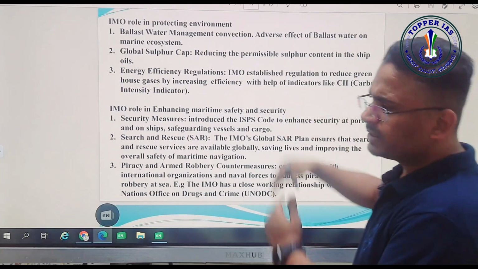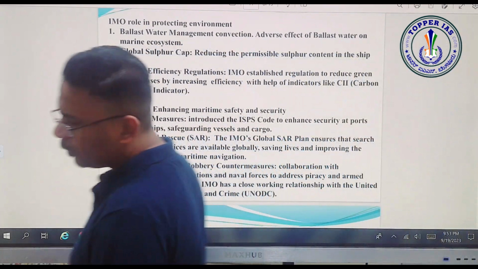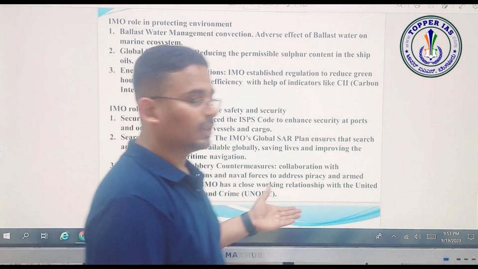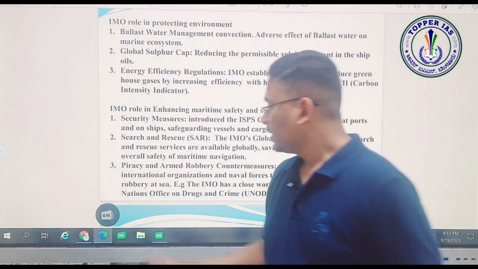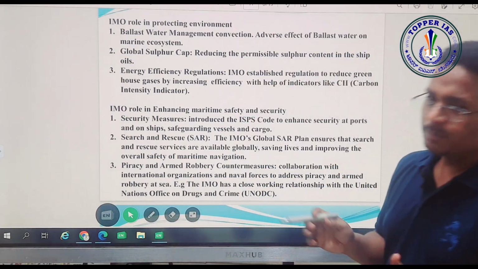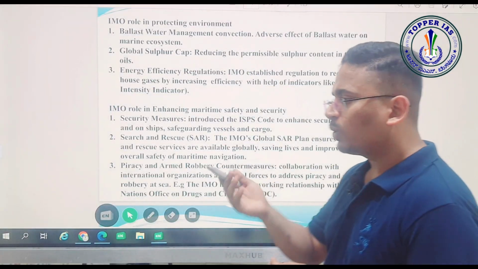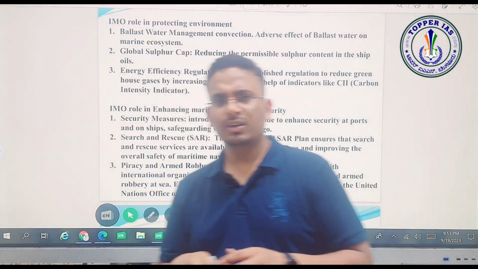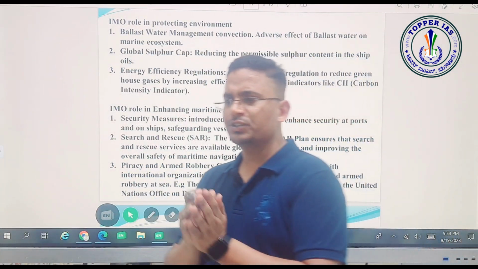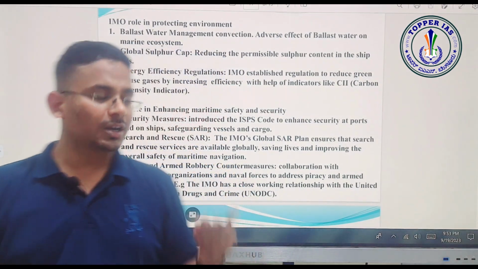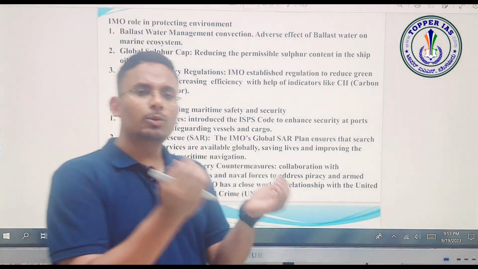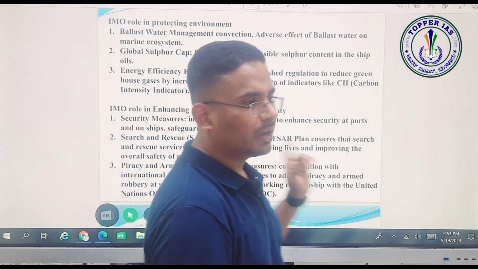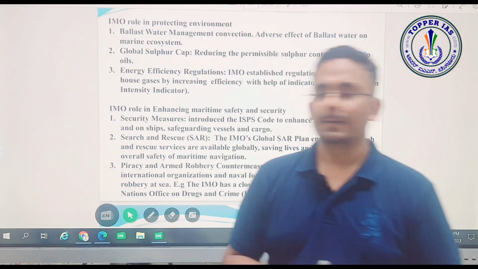Basically, I have divided the answer into two parts. The first one is the environment part. The second one is about safety and security, maritime safety and security. This seems to be a little more on the factual side, but anyway, you have to go through it. If someone has really done very good preparation for the exam, they would have attempted this with a good amount of examples, but certainly I have hugely taken help of Wikipedia in order to develop this. Okay, fine then.